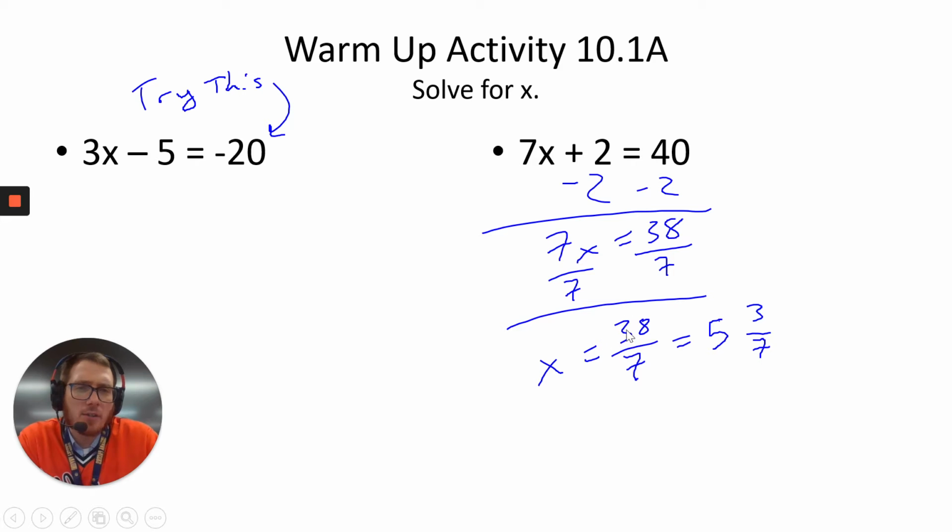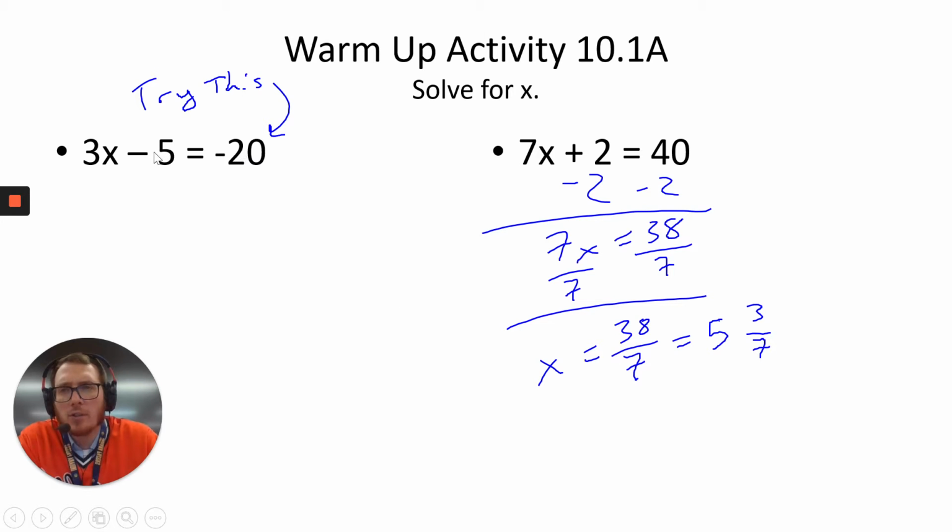Don't forget that this is 38 over 7, but you can simplify that down to a mixed number if you want, 5 and 3/7. You could do a decimal here, but I wouldn't suggest that because dividing by 7 is kind of annoying and repeats after a lot of places after the decimal point. So you might be better off just leaving that as a fraction.